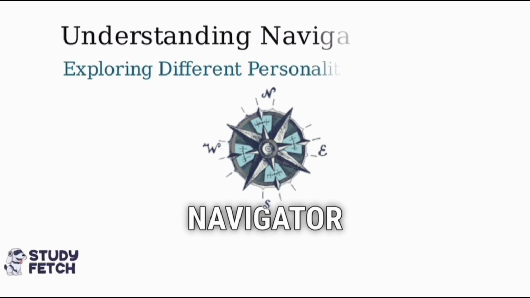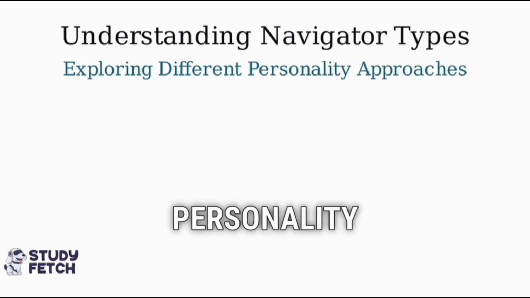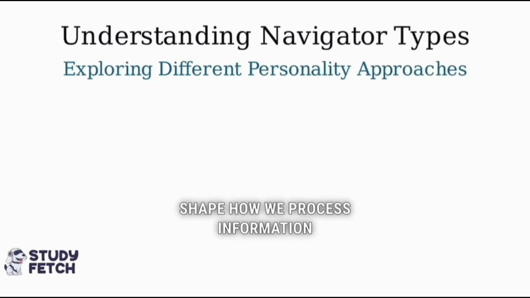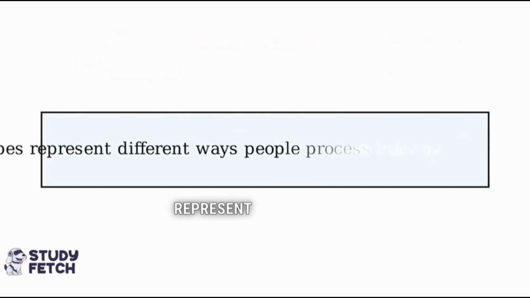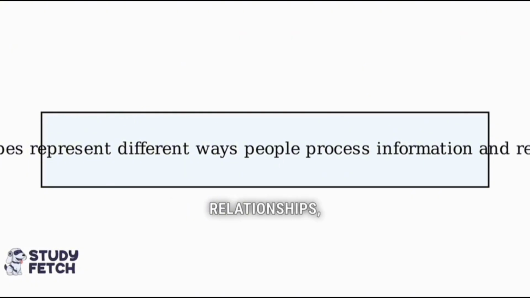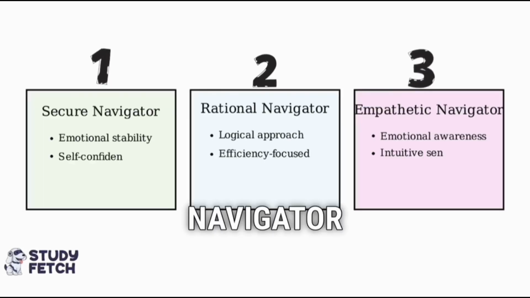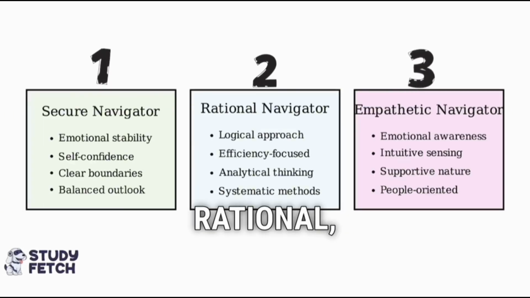Welcome to Understanding Navigator Types. These personality patterns shape how we process information and relate to others. Navigator types represent fundamental patterns in how people approach life, relationships, and decision-making. Let's explore the 3 main navigator types: secure, rational, and empathetic.